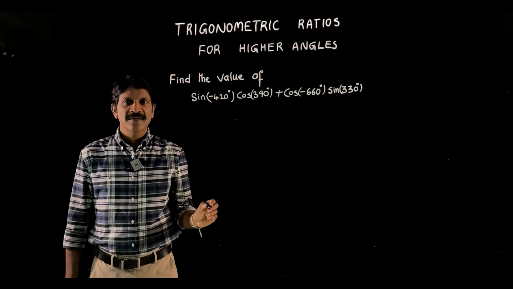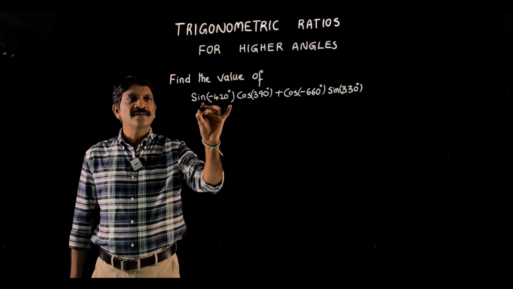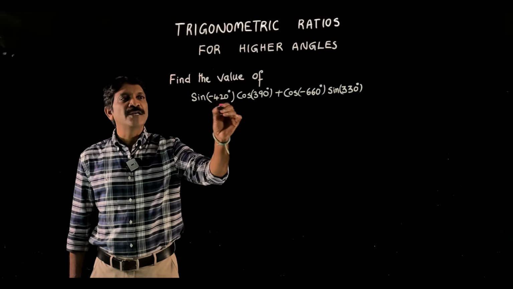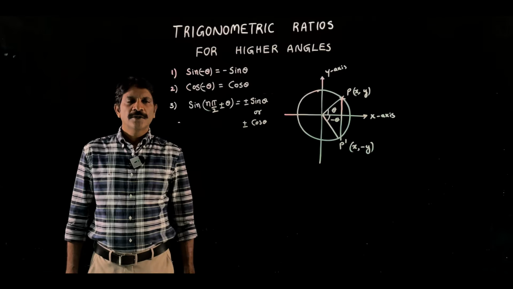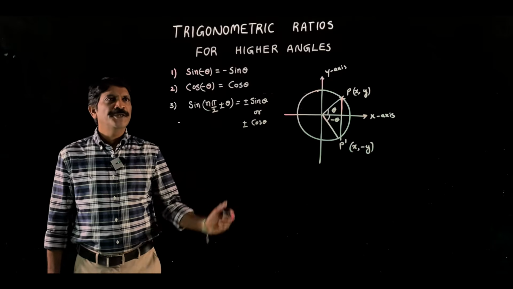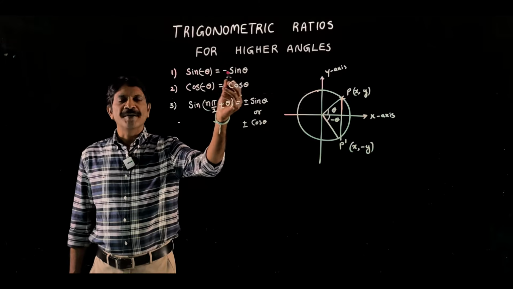In this class, we discuss how to find trigonometric ratios for higher values, that is when theta value is greater than 360 degrees. To solve the problem, we need to understand some trigonometric concepts.